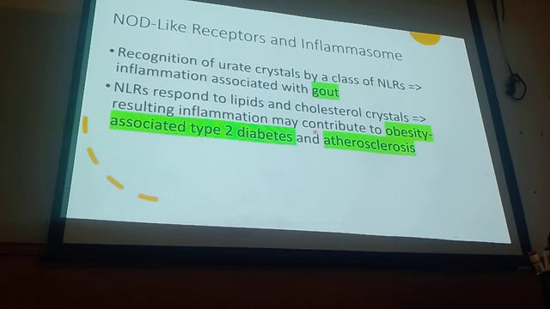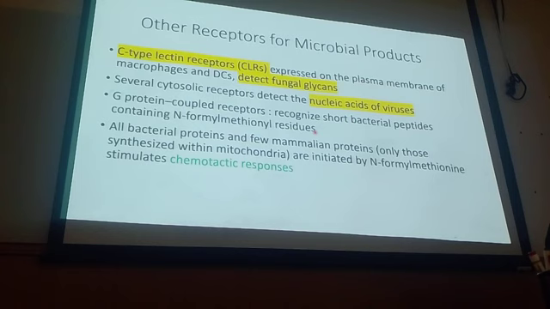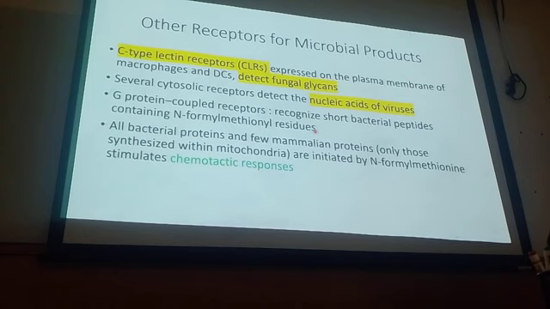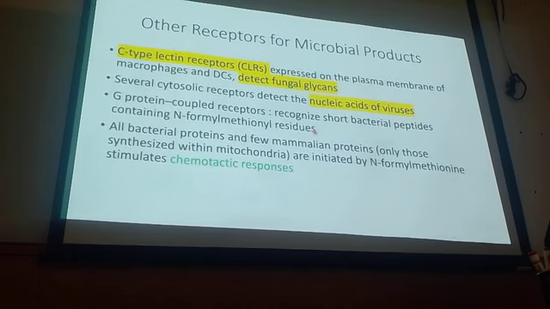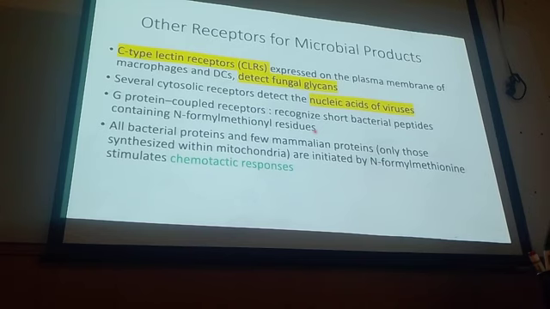So the major receptors here are toll-like receptor and NOD-like receptor. But we have other receptors for microbial products, such as C-type lectin receptors or CLRs, expressed in the plasma membrane of macrophages and dendritic cells, which detect fungal glycans. I'll show you the receptors in the first picture. We also have several cytosolic receptors that detect the nucleic acid of viruses, for example, RIG-like receptors.